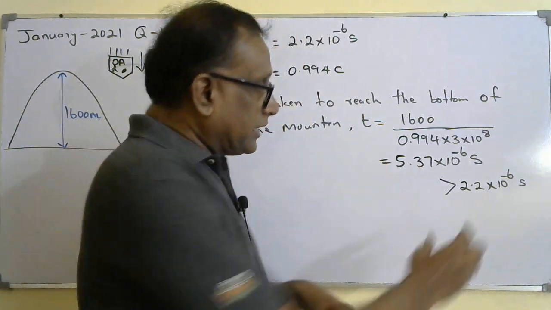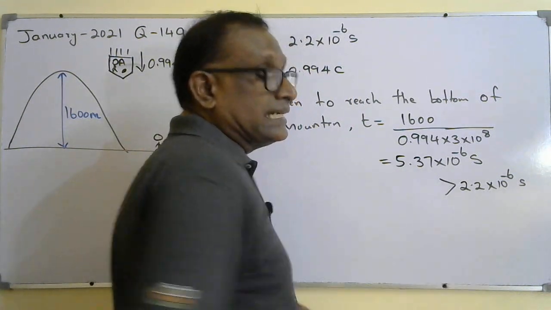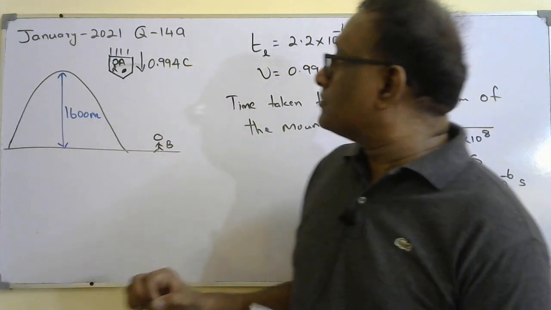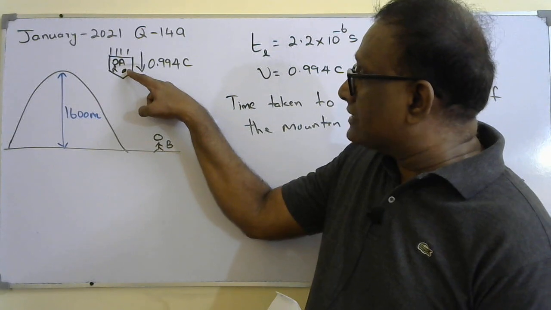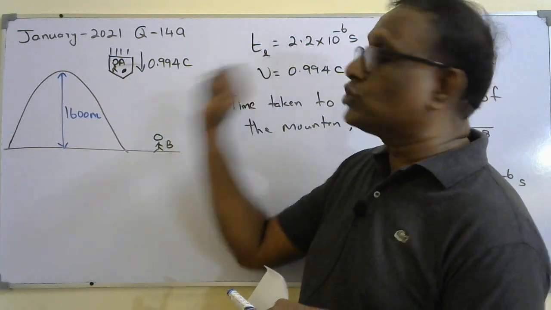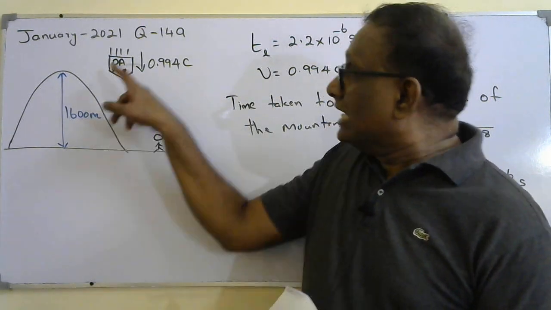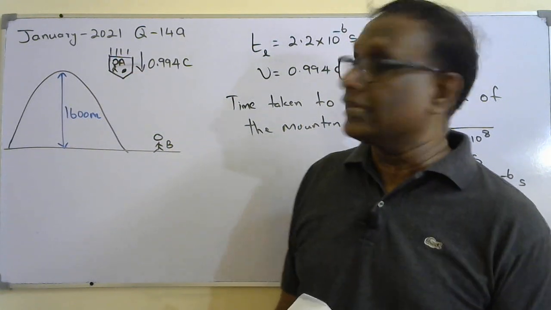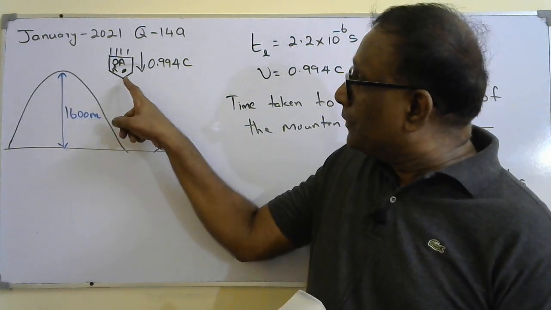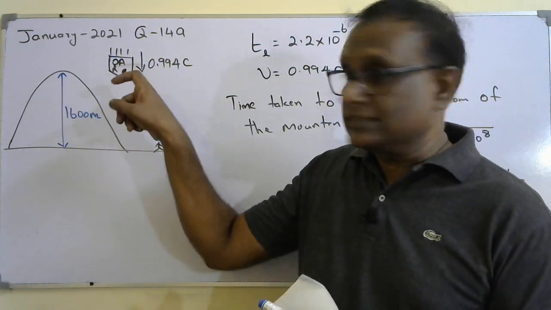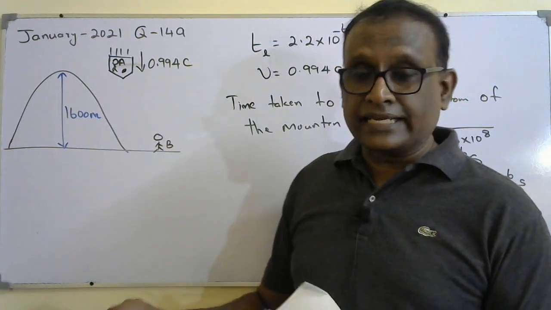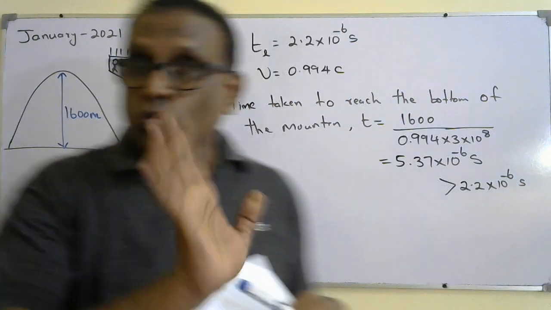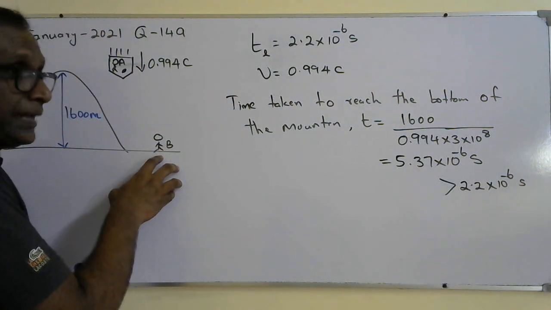Now look here. The 2.2 × 10^-6 seconds is the lifetime when the muon is at rest relative to an observer. So relative to A, the muon is at rest. A will say the lifetime is 2.2 × 10^-6 seconds. If the muon was at rest close to B, B would measure it as 2.2 × 10^-6 seconds. But now the muon is moving inside a rocket at a speed of 0.994 c. So the time taken for the event of decay won't be 2.2 when measured by B.